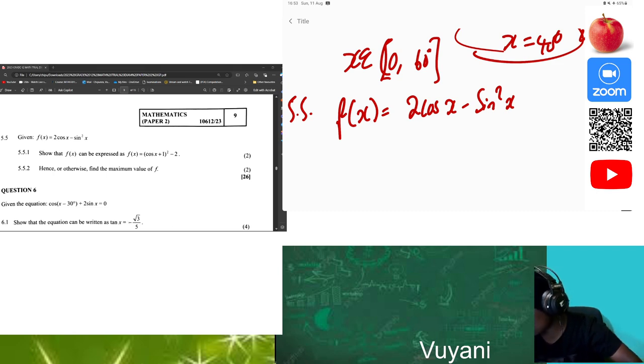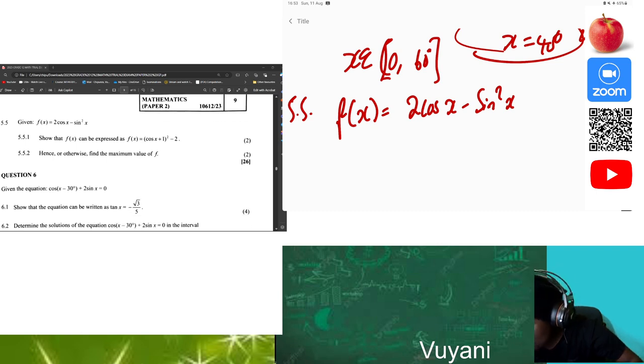That's the $1,000,000 question we need to ask. What do you want from us? They're saying that show that f of x can be expressed as f of x is equal to cos x plus 1 squared minus 2. Guys, this is so much fun.